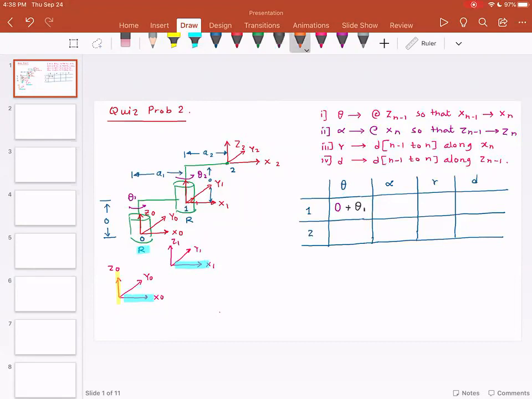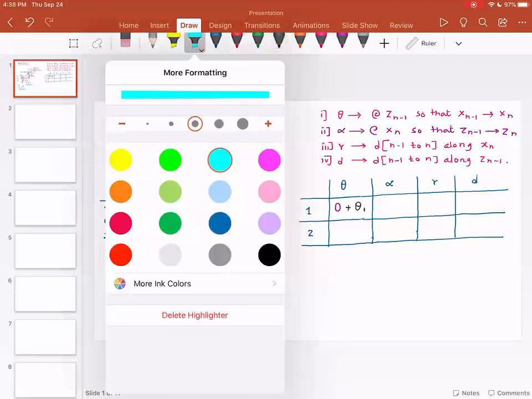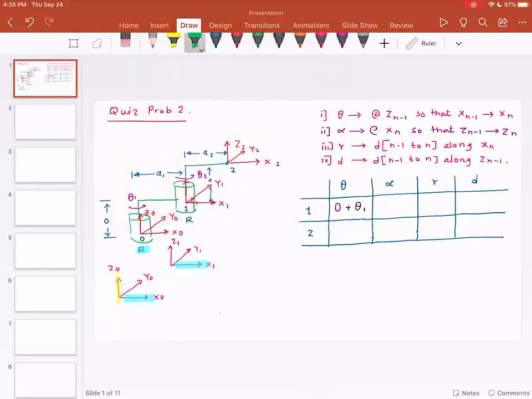Now for alpha, I'm going to show it to you one more time here. Alpha is the rotation about x1. So this is the rotation about x1 so that z0 is aligned with z1.